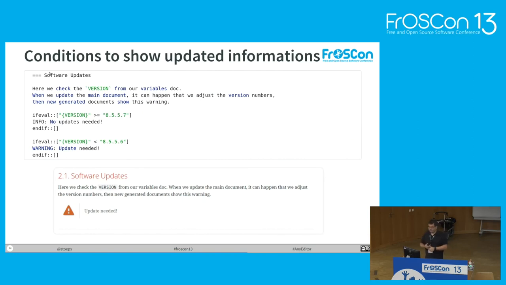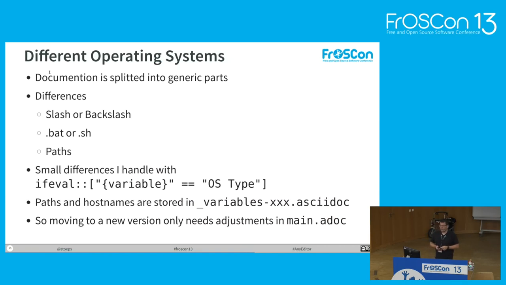Then I use a condition. I want to say, OK, when there is a version number smaller than, let's say, 8557 in my variables file, it shall warn my reader that he needs an update. That's an example for the condition here. We want to have different operating systems, so slash and backslash, I already mentioned that. Sometimes I have script files. On Linux, we use a shell extension, batch on Windows. There are different paths. The path is defined in my variable file, so I can just have a main document and it updates just through switching the variable file here.